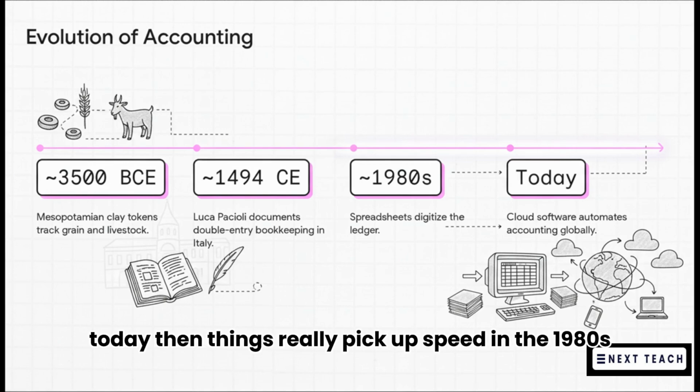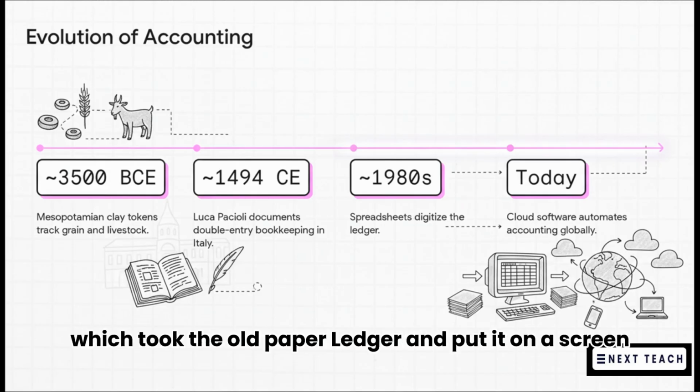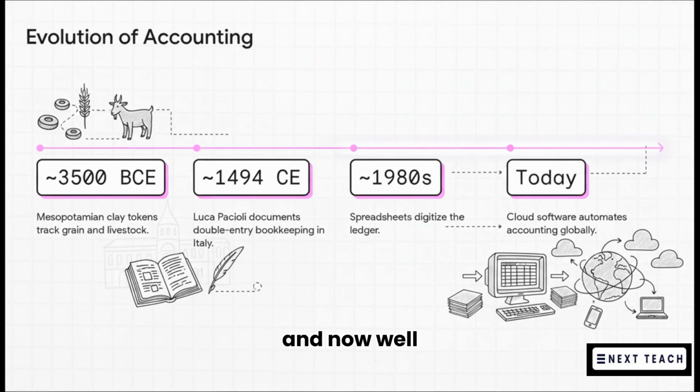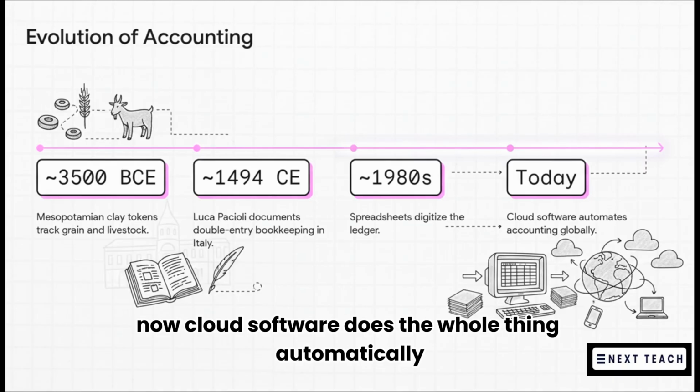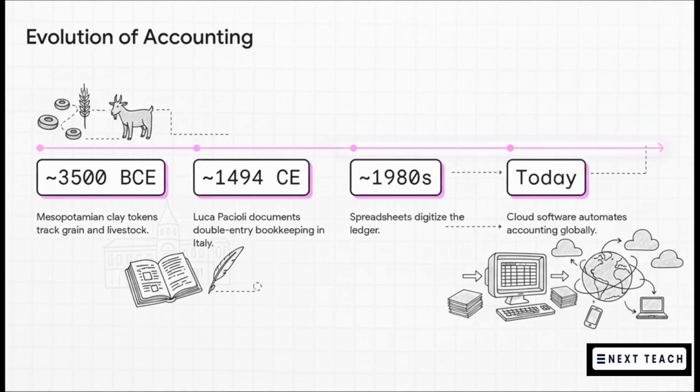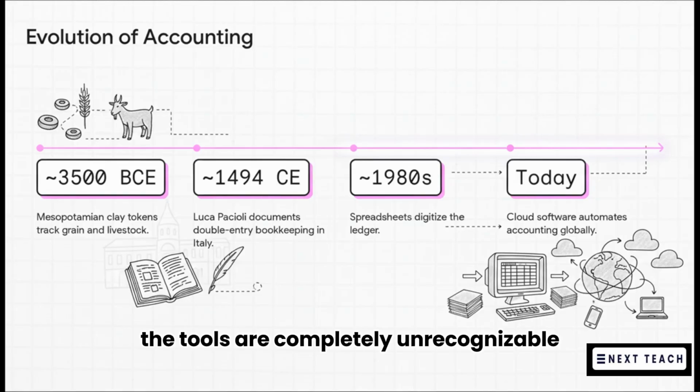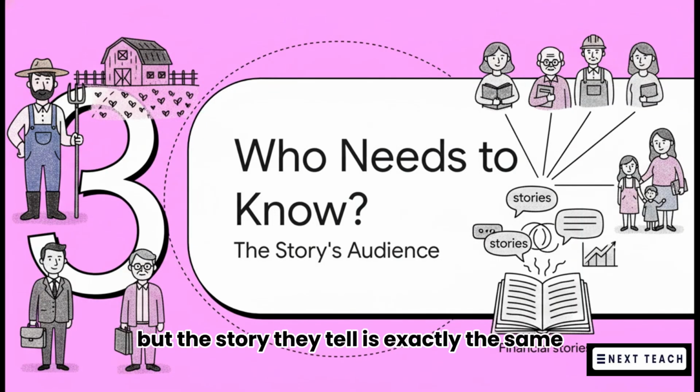Then things really pick up speed. In the 1980s, boom, we get spreadsheets, which took the old paper ledger and put it on a screen. And now cloud software does the whole thing automatically, in real time, all over the world. The tools are completely unrecognizable, but the story they tell is exactly the same.